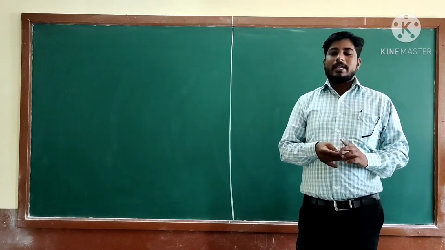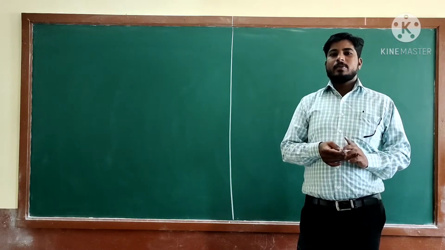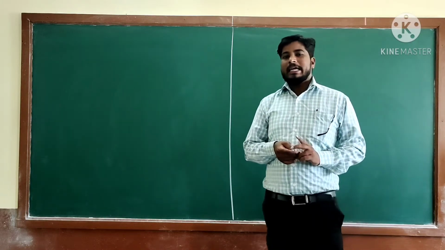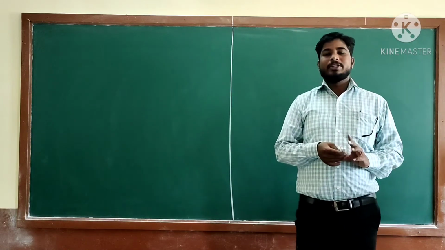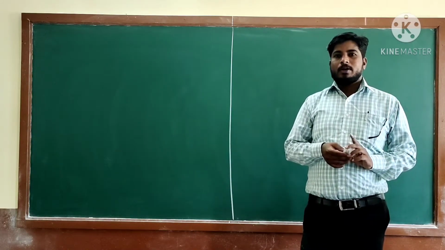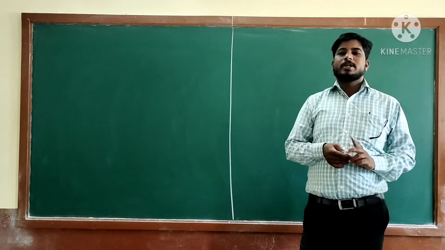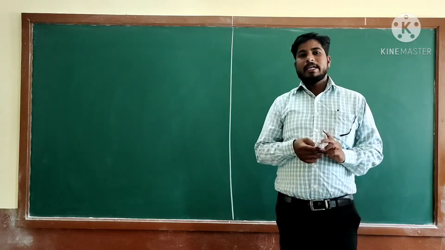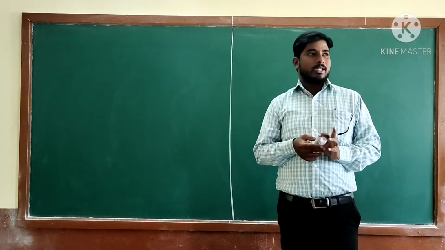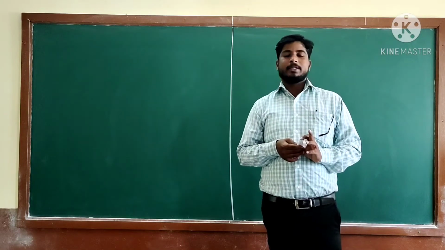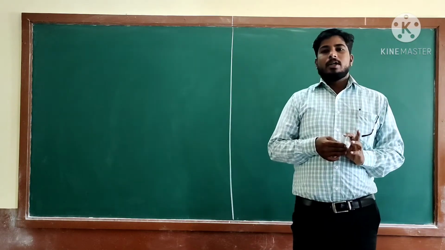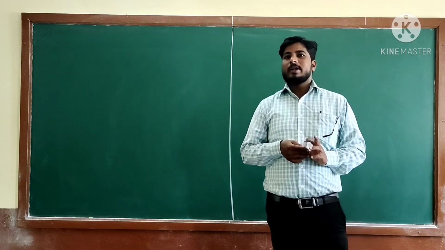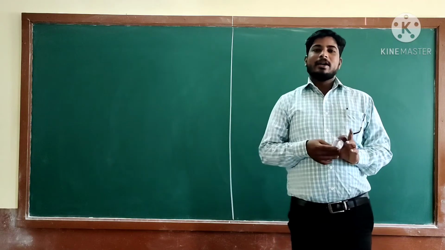In the previous class, we discussed the relation between the electric field and potential. For that, we got the expression E is equal to minus dV divided by dr. From that relation, we said that the electric field direction is always in the direction of the decrease in the potential.